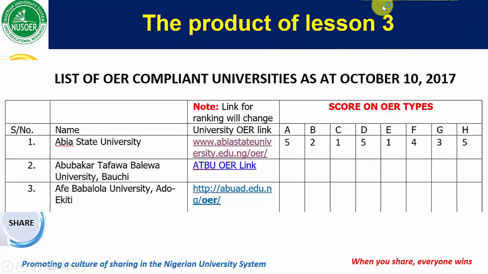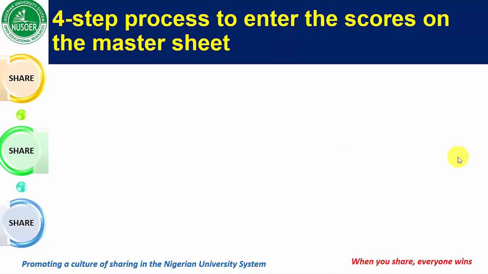Now, this is the product of our exercise in lesson number 3. We assessed the collections of Abia State University on A, B, C, D, all of these OER materials, and then we had this course 5, 2, 1, 5, and all of that. So it doesn't stop there. Lesson number 4 tells you where it will stop, and the part of the segment we'll be taking on will be outside this, right inside the NUS OER site, and it's a 4-step process.